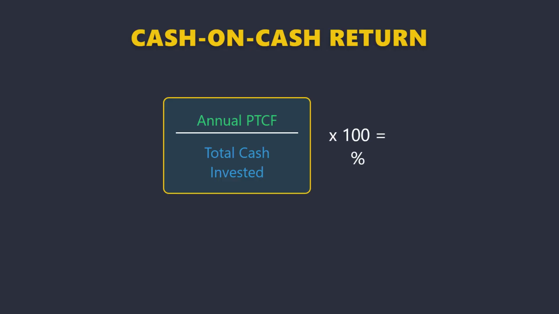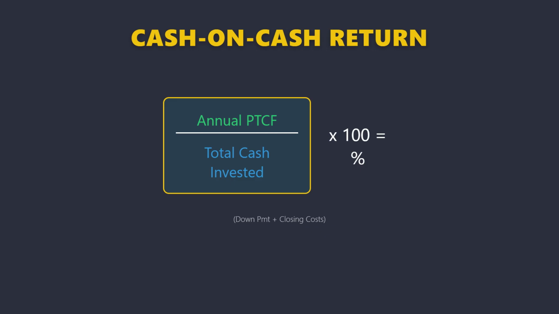Cash-on-cash return is the primary key performance indicator for leveraged real estate. It measures the annual pre-tax cash flow against the total cash invested. Total cash invested includes the down payment and all closing costs. The formula is annual pre-tax cash flow divided by total cash invested. Multiply the result by 100 to express it as a percentage.